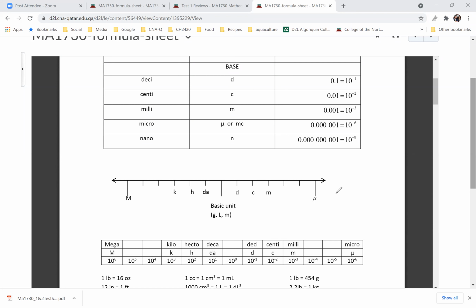So first things first, I'm going to convert 5 feet to inches. So 5 times 12 is 60 inches. Then I'm going to add my 7 inches. This person will be 67 inches tall.